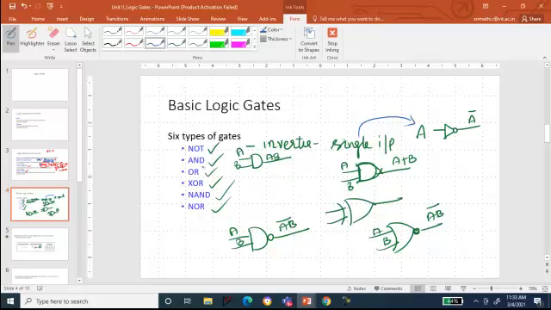AND is nothing but binary multiplication. If I give A and B as the input, the result will be the product AB. OR is nothing but binary addition, so A, B gives A plus B. XOR is nothing but exclusive OR.